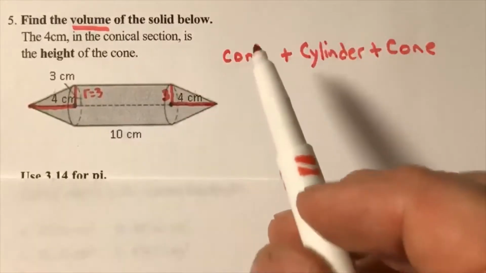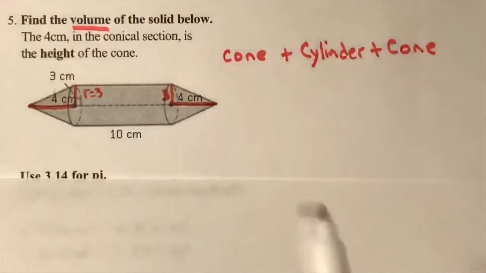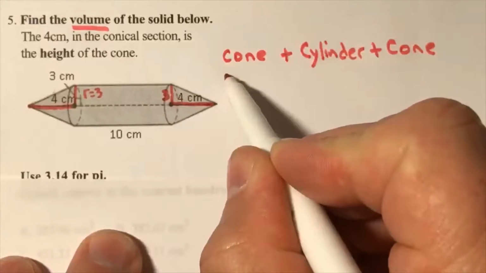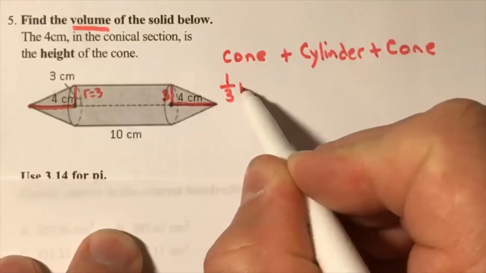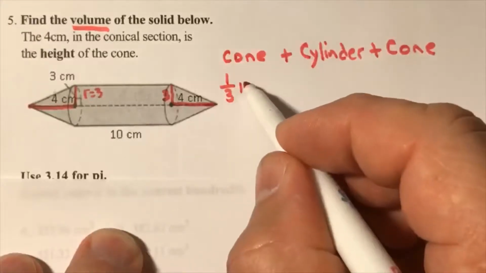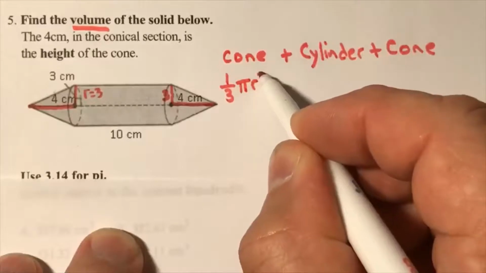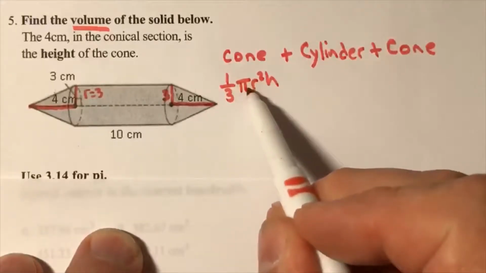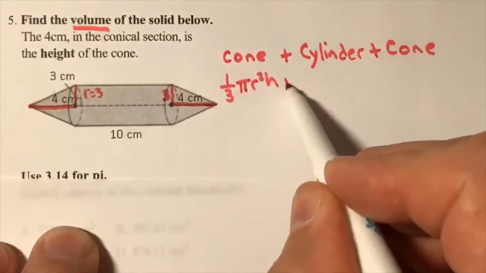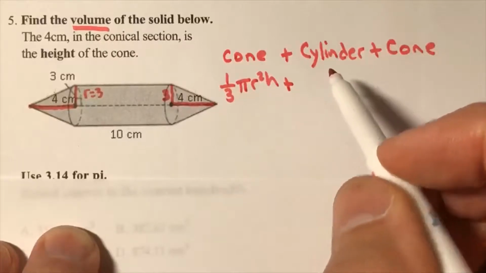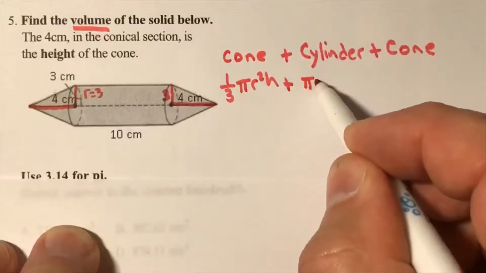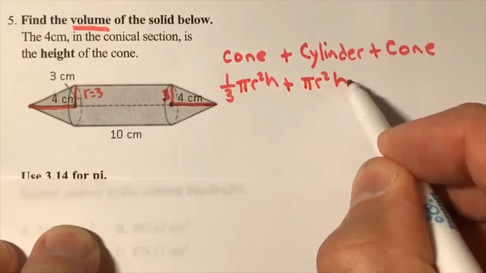So let's begin. Let's go to the formula chart, go to volume, find the cone. The volume of a cone is 1/3 area of the base, and remember to replace that capital B with pi r squared h. The capital B is pi r squared, and h is the height of the cone. Now go to the cylinder and write it down. Replace that capital B with pi r squared. We want pi r squared h.